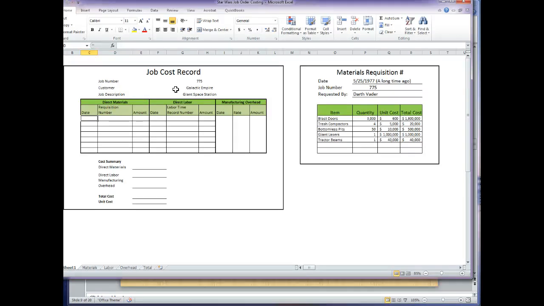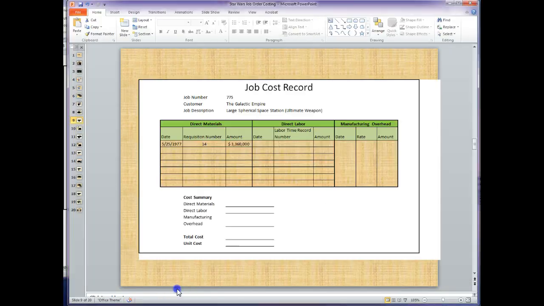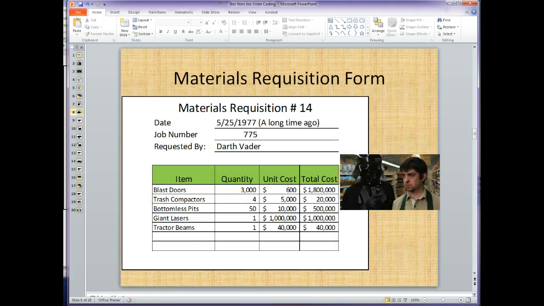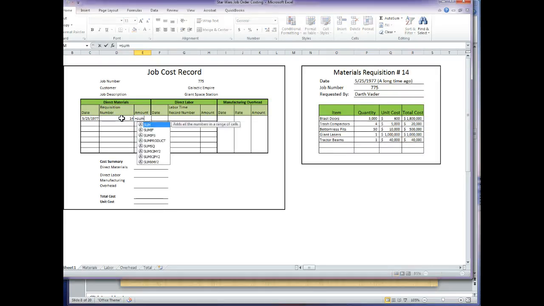And I come down here because I have a materials requisition form. And the date's going to be 5/25/1977. My requisition number is, oh, look at that. I think that was, let's go back here real quick. It was 14. I can cheat a little bit. Okay, so here, my requisition number is 14. And the amount is going to be, all I got to do is sum up this total cost column.